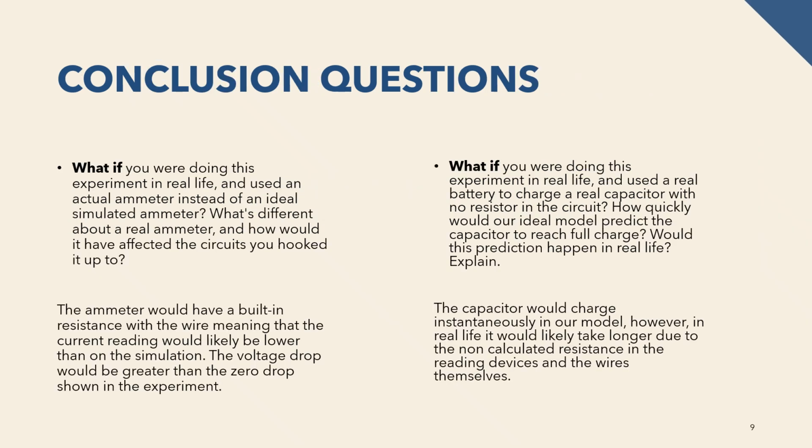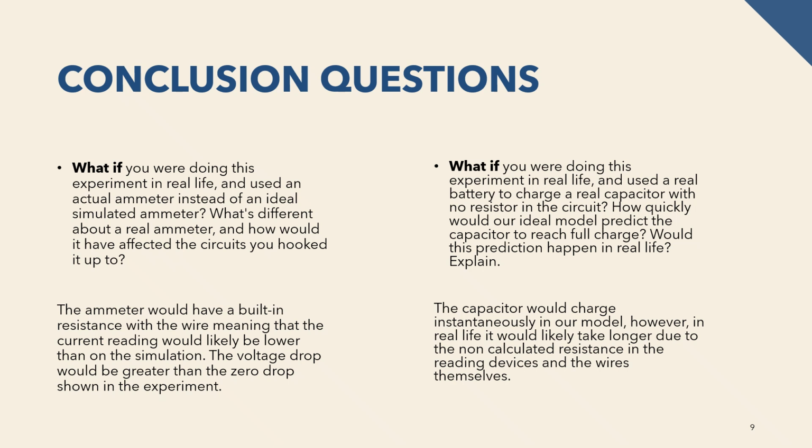So as for the conclusion questions in this lab, if I was doing the lab in real life using an ammeter, how would it differ from the ideal simulation? So the ammeter would have a built-in resistance, meaning in the wires too, which means that the current reading would likely be lower than in the simulation, and then the voltage drop would also be greater than 0, as shown in the experiment, due to there being some resistance.